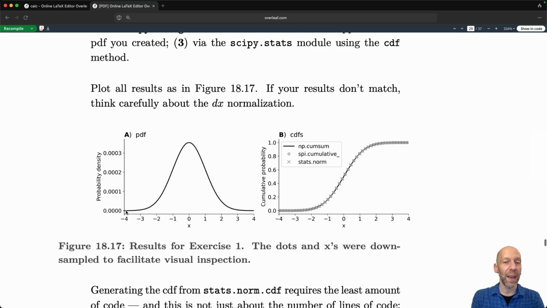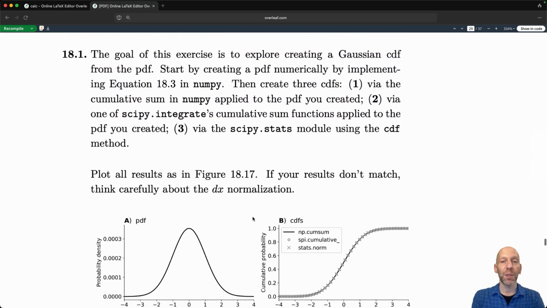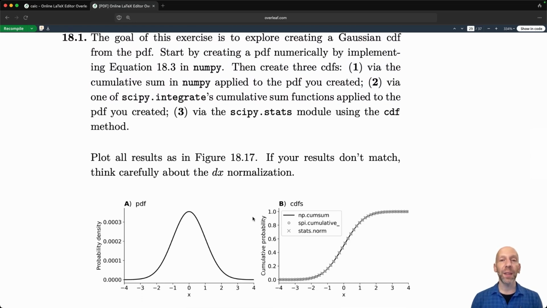You can see I'm setting x to go from -4 to +4. And then here's the key part of this exercise. You want to create 3 CDFs from a normal distribution. First, you calculate it as the cumulative sum in NumPy applied to this PDF that you created. So that is one method of creating the CDF.